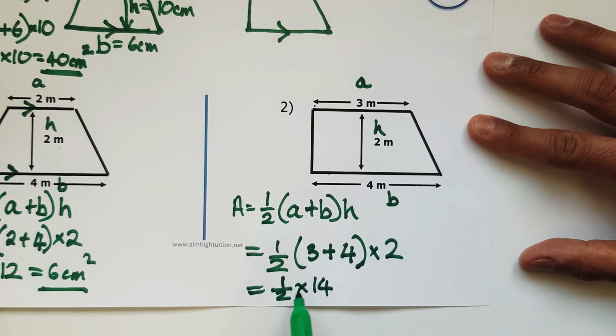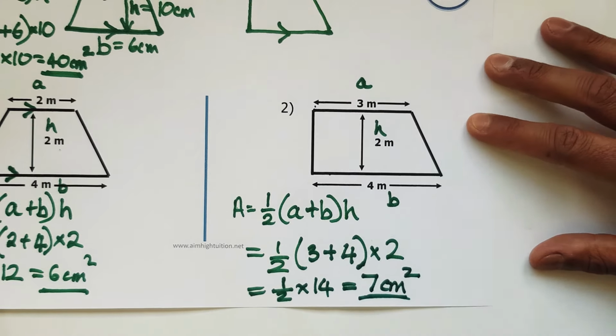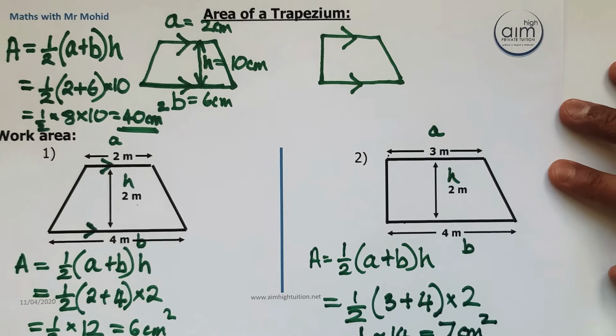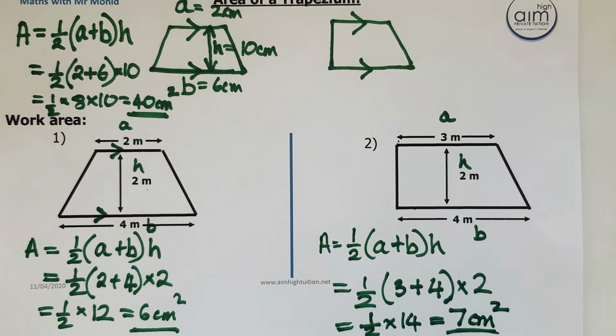And now I can just do half of 14, which is 7, and don't forget the units, which is centimeters squared. And there you go. That's how you work out the area of a trapezium. You're going to have a go at some questions on the next page, so make sure you pause it at any point if you want to go back over it, rewind it, and see if you understand it better.